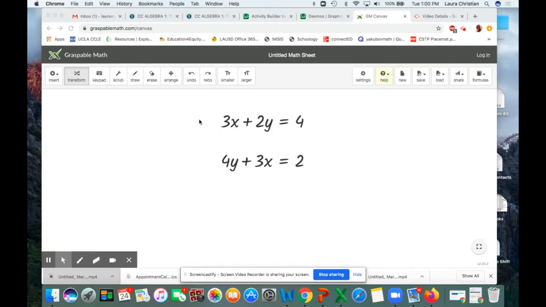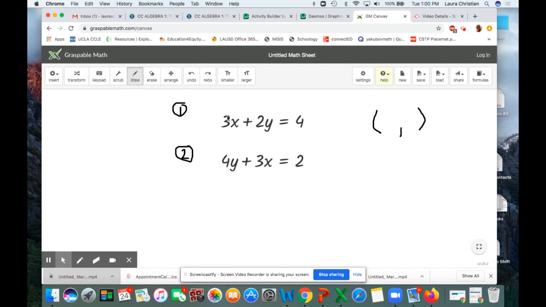Okay, so taking a look at this problem, we're going to use elimination to figure out where these two lines intersect. So what is our x and y value where we have this line, 1 and 2. So we have 2 lines, where do they intersect? We are going to use the elimination method.